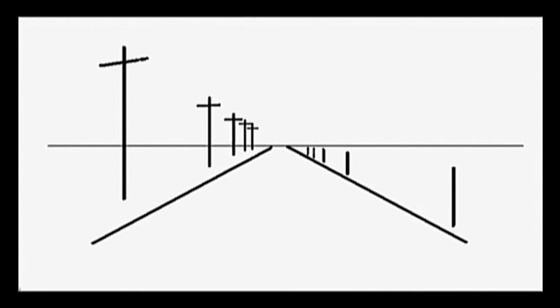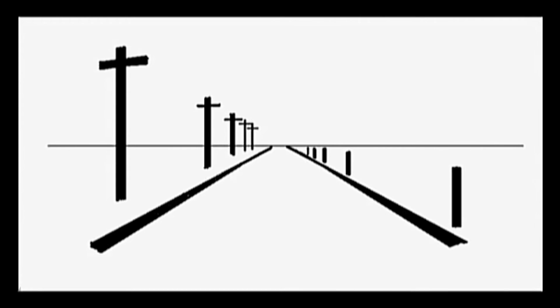Except the big pole nearest should be thicker because it's closer to us. So we draw it thicker, we draw the sides of the road thicker and the telegraph pole thicker, and there they are, all in perspective.